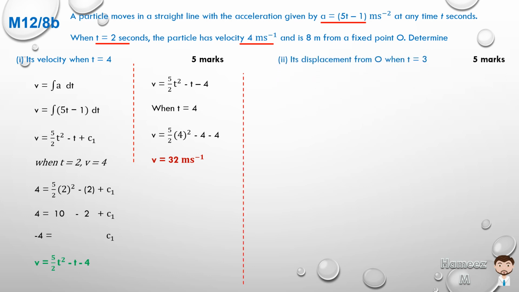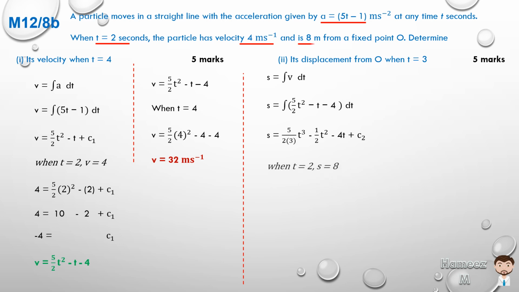And determine for part 2 the displacement from O when t is equal to 3. So what we want to find is s. And s is equal to the integral of v dt. And we worked out v in part 1. So we can substitute: s is equal to the integral of 5 on 2 t squared minus t minus 4 with respect to time. So that will give us 5t cubed on 2 by 3 minus a half t squared minus 4t plus c2, a second constant of integration.